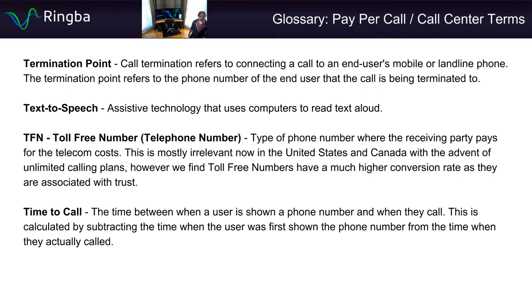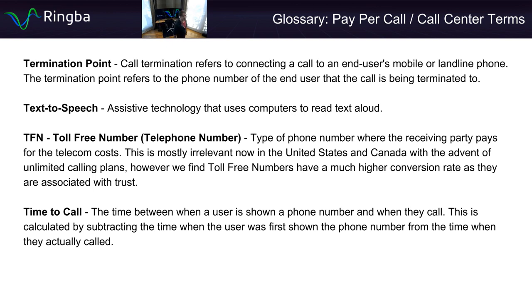The termination point. The call termination point refers to connecting a call to an end user's mobile or landline phone. That's the termination point. The termination point refers to the phone number of the end user that the call is being terminated to. And so when you terminate a call, it's not hanging up the call, it's actually getting the call to the end user, the termination point of the loop.